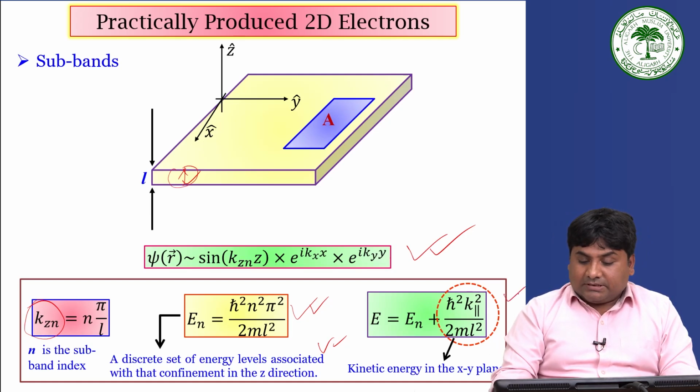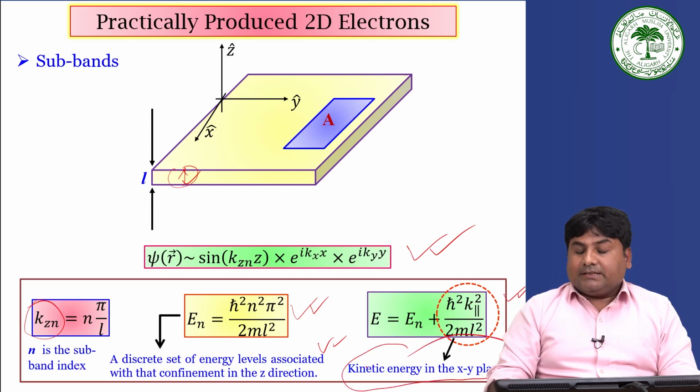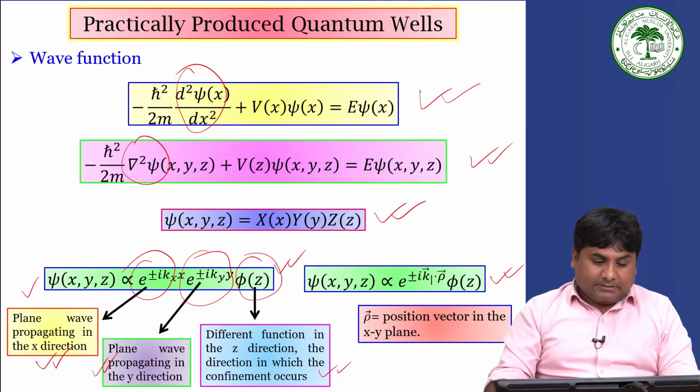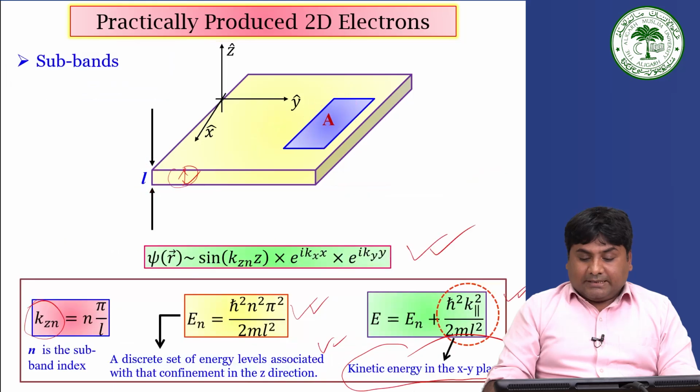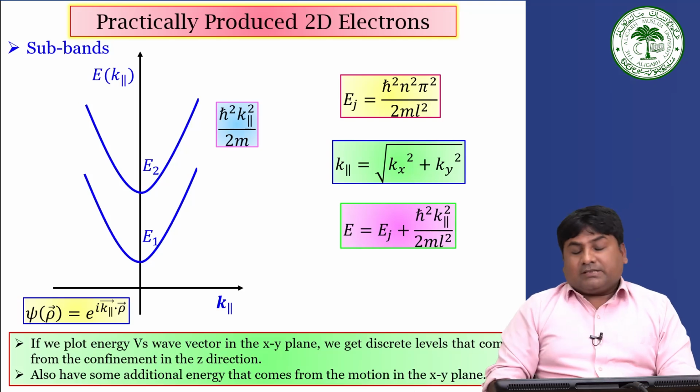You can get from this equation that E is equal to E_n plus h-bar squared k parallel squared divided by 2m. This energy is due to the kinetic energy in the xy plane, where your electron behaves like a plane wave. So this is the total energy of this system.